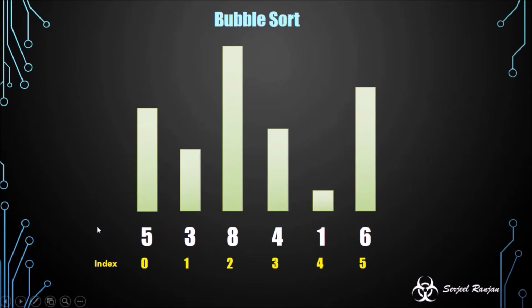Here I have taken a basic array which contains the elements 5, 3, 8, 4, 1, 6, and I have also mentioned their indexes 0, 1, 2, 3, 4, 5. I have drawn some bars here just for visualization purposes. These bars correspond to the values, like 1 has a smaller height and 8 has a bigger height. This will help in visualizing the data as we perform the bubble sort algorithm over this array.